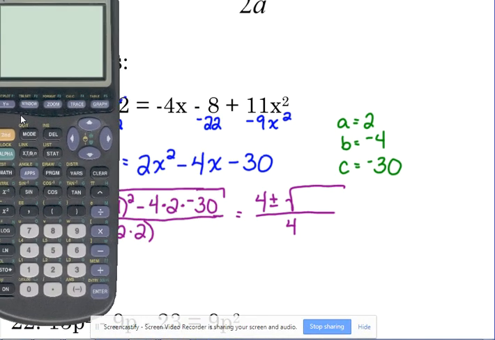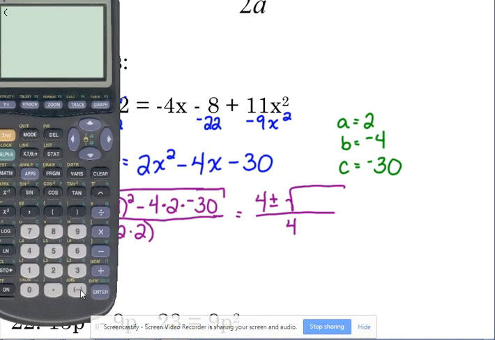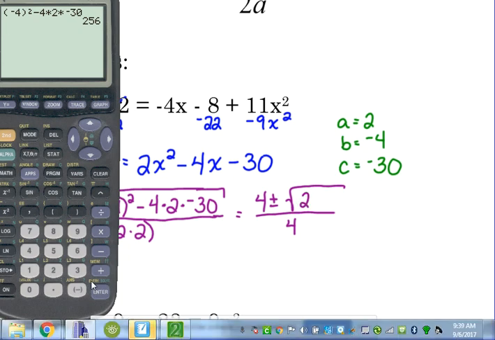So let's see what's in here. We've got negative 4 in parentheses squared minus 4 times 2 times negative 30. And you wonder why I emphasize that so much. It's because somebody's still going to do it, and you're going to get the wrong answer, and I'm going to be a little frustrated because I've said it like 500 times. Put it in parentheses before we square.